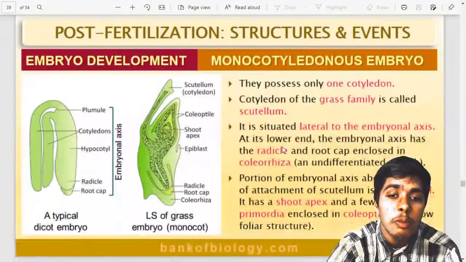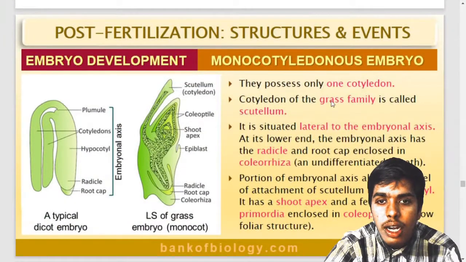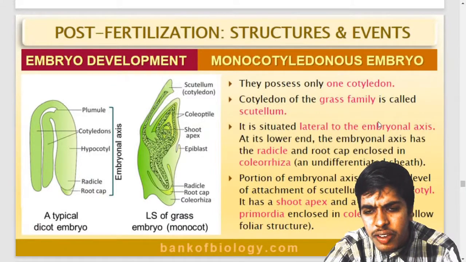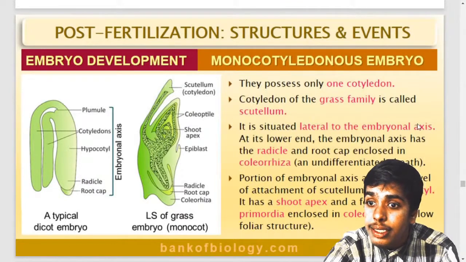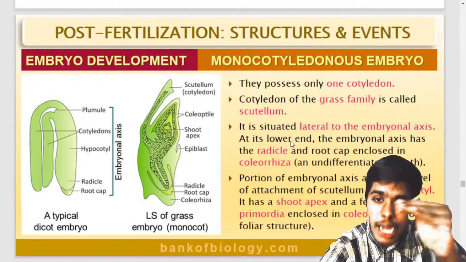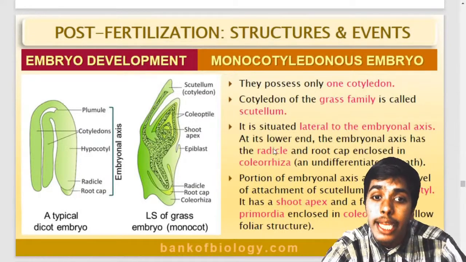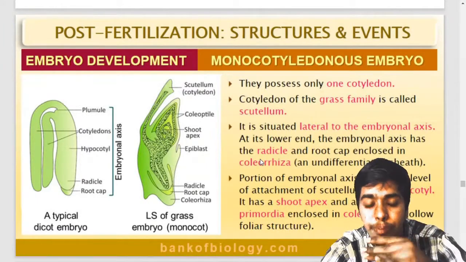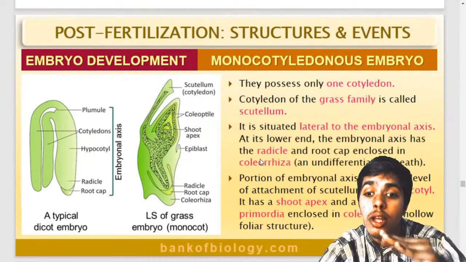Now we are looking at the monocotyledonous embryo. They possess only one cotyledon. The cotyledon of the grass family is called the scutellum. It is situated lateral to the embryonal axis. At the lower end, the radicle and root cap are enclosed in the coleorhiza, an undifferentiated sheath. Look here. The lower end means radicle, the upper end means epicotyl. Epicotyl means plumule, which is enclosed by the coleoptile. Lower means coleorhiza.